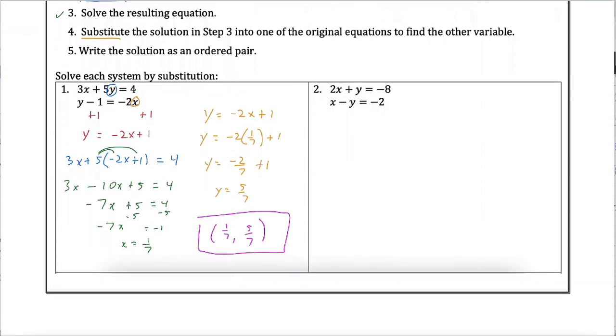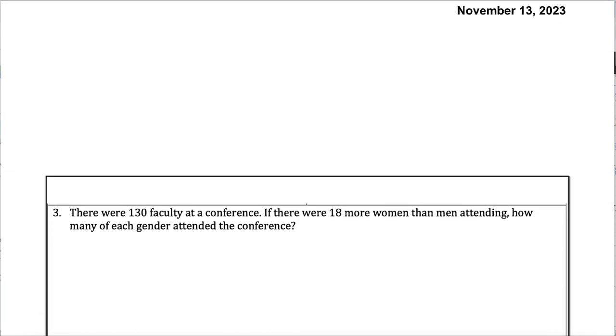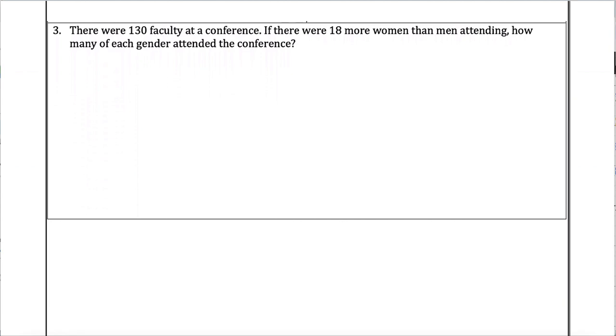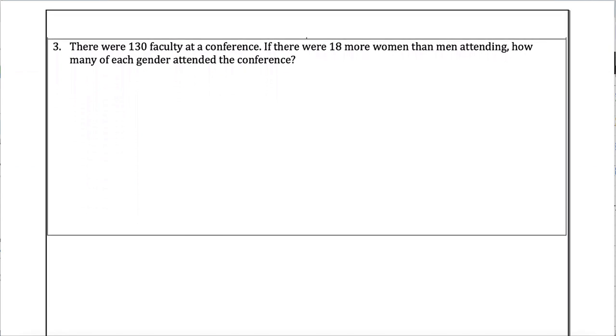I'm going to move along to see a word problem where we use this. And the key to solving word problems here, and a note that you want to write to yourself on the top, is before you can solve a word problem, you need to make sure to declare your variables. That means if you're going to use x's and y's or any other letters, you need to say what they stand for. There were 130 faculty at a conference. If there were 18 more women than men attending, how many of each gender attended the conference?